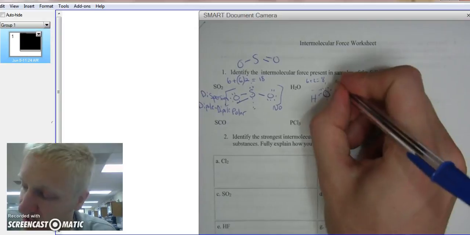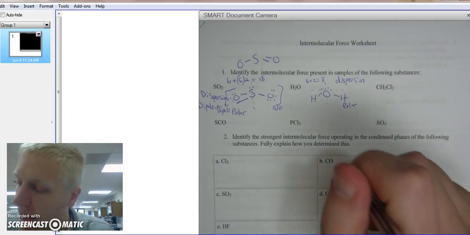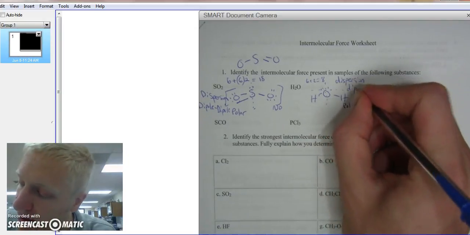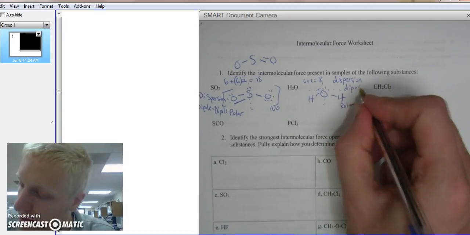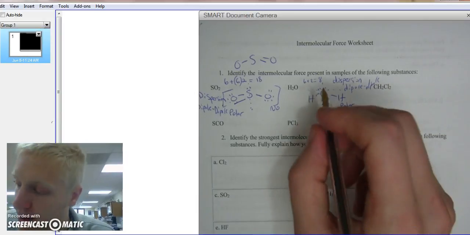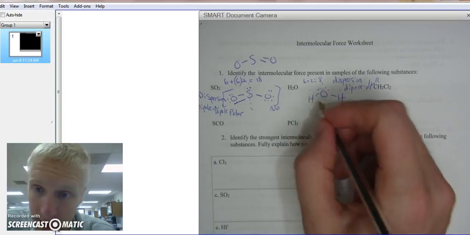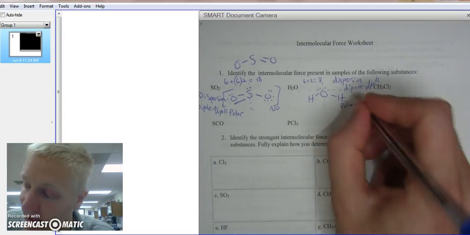Does it have dispersion? Yes. Everything has dispersion. Does it have dipole-dipole? The answer is yes, because it's polar. It does have a dipole moment, partial positive, partial negative. And then is it hydrogen bonding? So we have oxygen and there's hydrogen. So FON, FON group, oxygen is part of that, so there is hydrogen bonding.